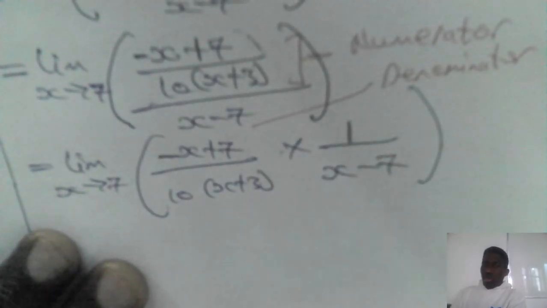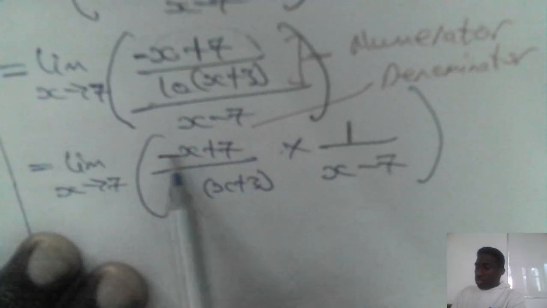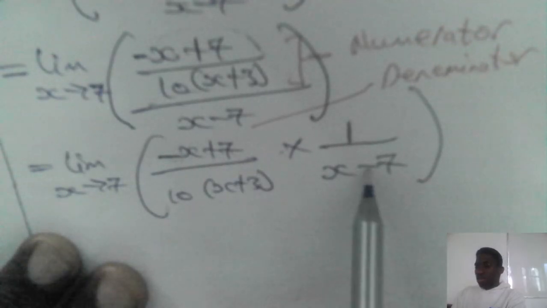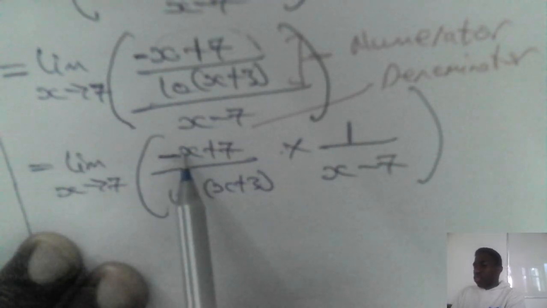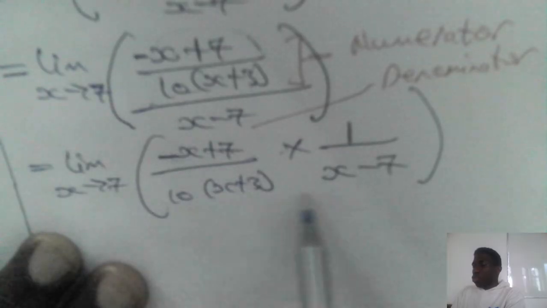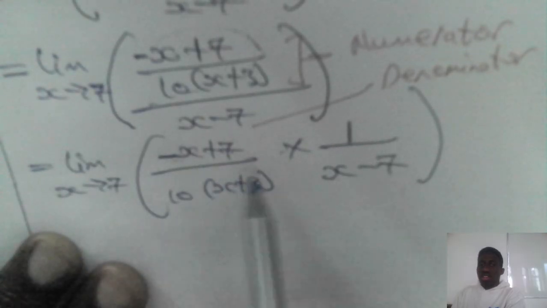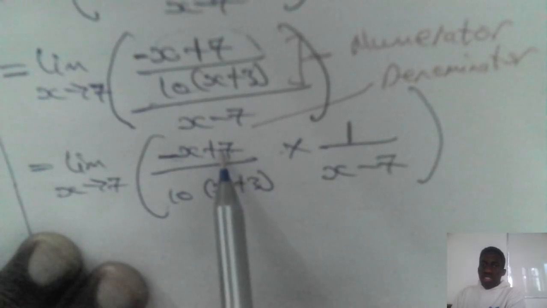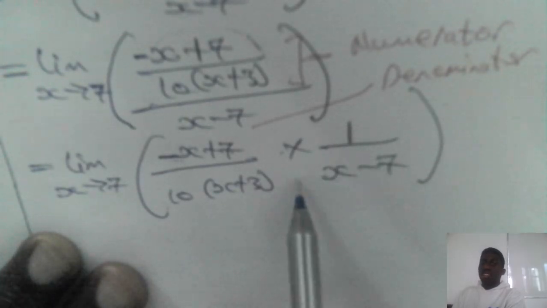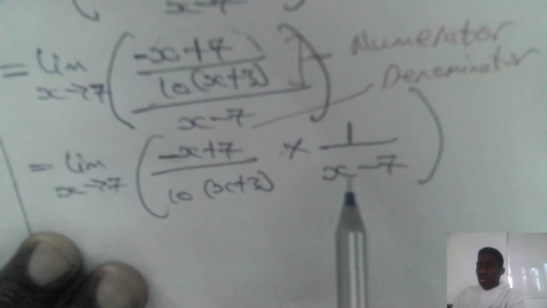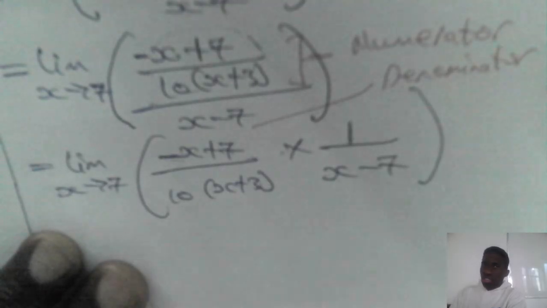So we look at something interesting. This is minus x plus 7, and this is x minus 7. They could have cancelled if only they had the same sign. This is minus x. It has the sign opposite to x here. And even 7 here has a sign opposite to 7 here, minus 7. So they cannot cancel as it stands right now. But it doesn't mean that they won't cancel eventually.